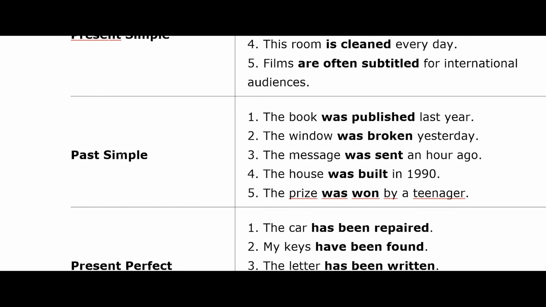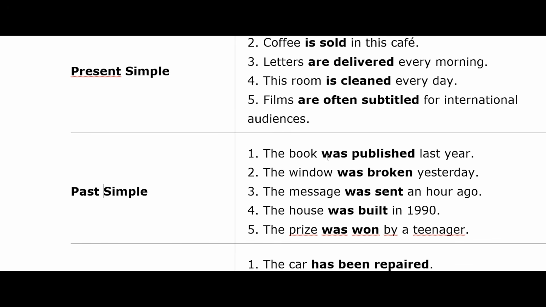Next is past simple. The book was published last year. The window was broken yesterday. The message was sent an hour ago. The house was built in 1990. The prize was won by a teenager. Here you use was or were plus past participle.